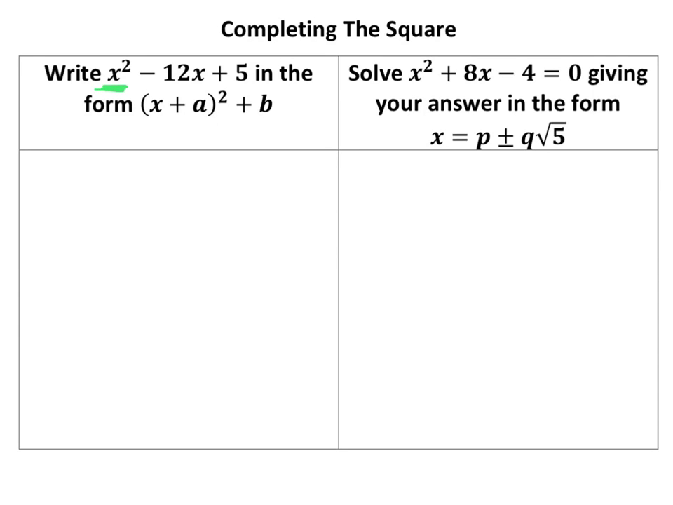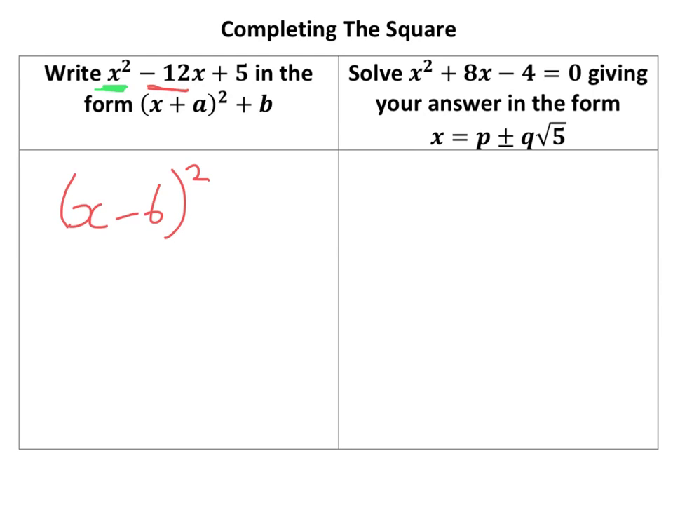So if it's 2x squared, divide everything by 2. If it's 3x squared, divide everything by 3. Alright, but there you go. Now, all you have to do is this. So we're going to write it as x, and then you halve this. Alright, because there's the square.